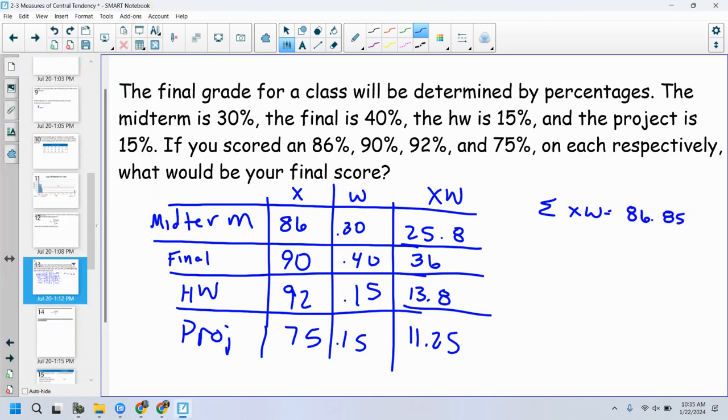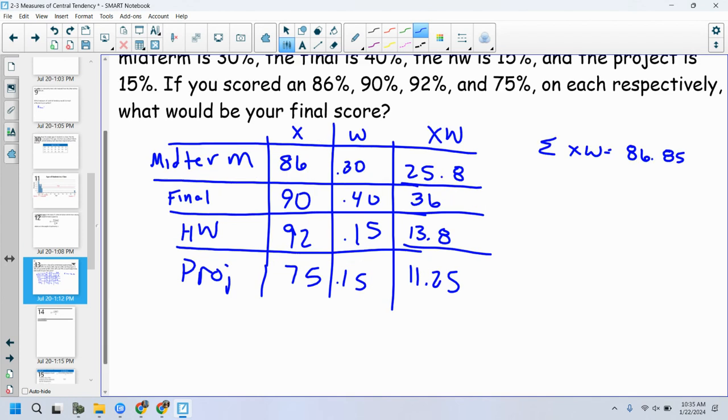Now, I've got 86.85. My formula said sum of xw divided by sum of w. The reason I changed those all to decimals is because what is my sum of w? What is my sum of w column here?